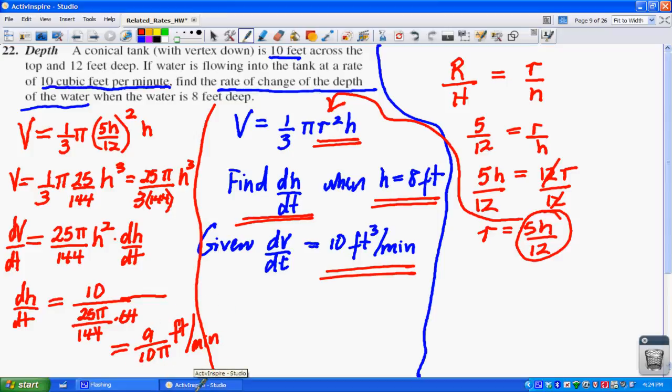All right. So that's how fast the depth of the water is changing when the water is 8 feet deep. It is represented by that rate. Okay. And that's how you do that problem. Alrighty.